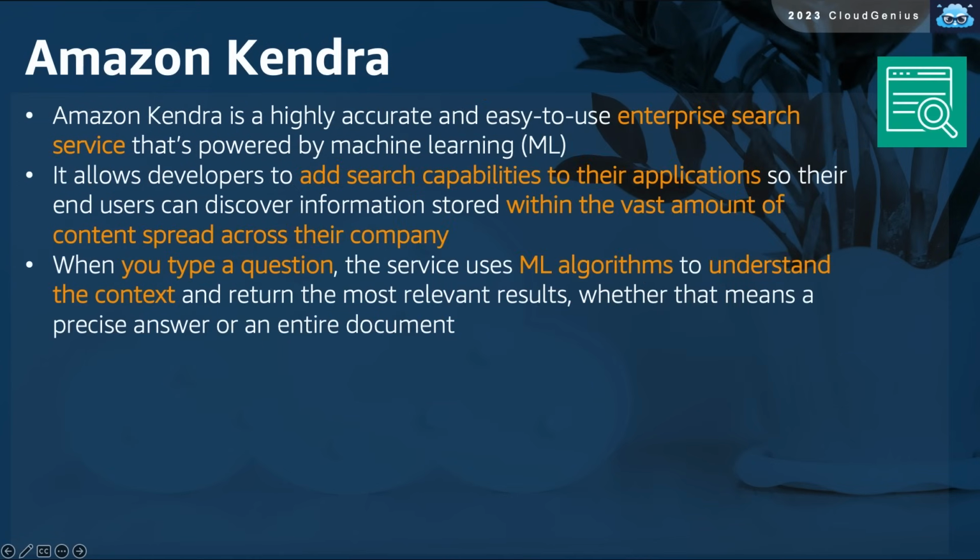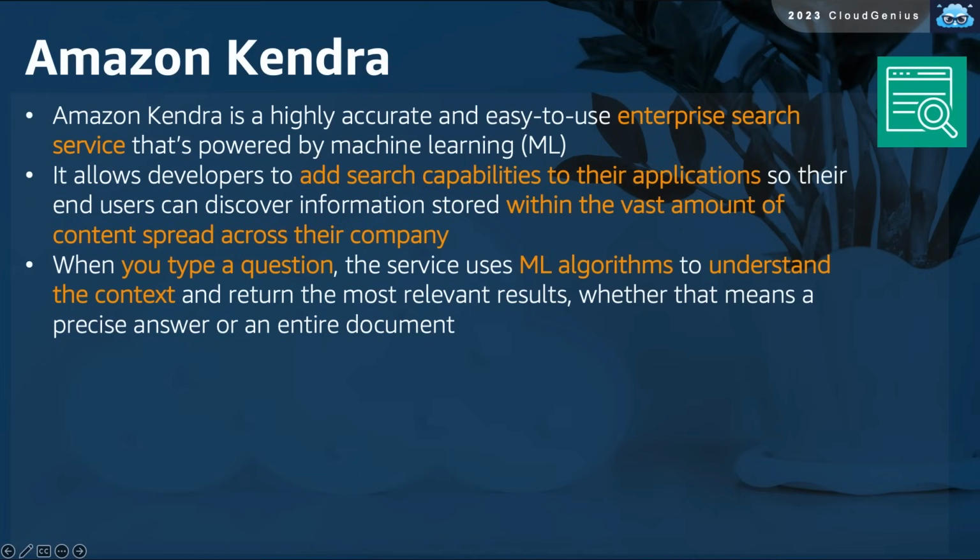Amazon Kendra is an intelligent search service provided by Amazon Web Services that allows you to build powerful search capabilities for your applications and websites. It uses machine learning algorithms to deliver highly accurate and relevant search results from various data sources.